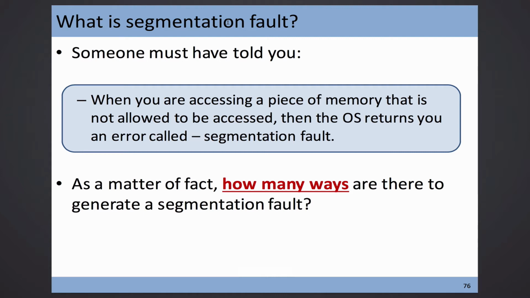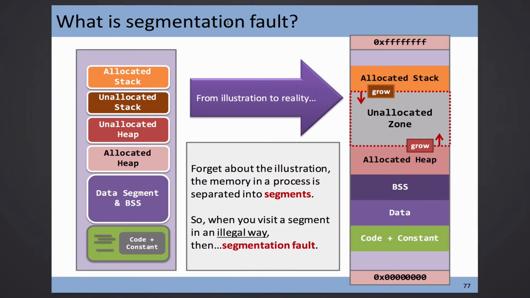What is the meaning of access? What is the meaning of touch? Does it mean read? Does it mean write? Or what is the meaning of cross the border? Okay, so I will tell you exactly how many ways to generate segmentation fault now. The number of ways is actually about this map. So what is this map? This map is something that you already know now. You know every piece of component, right?